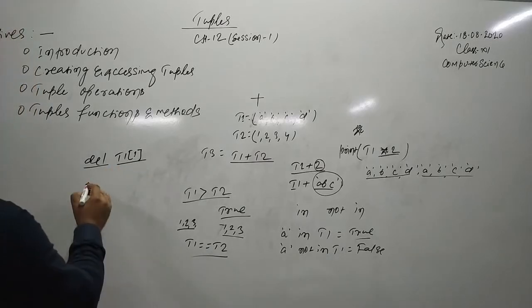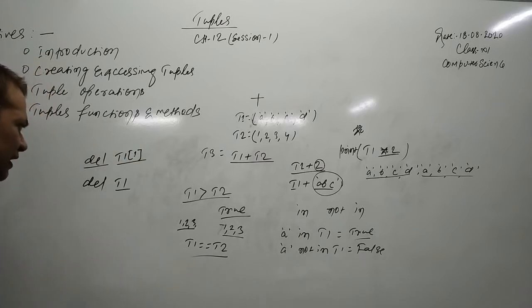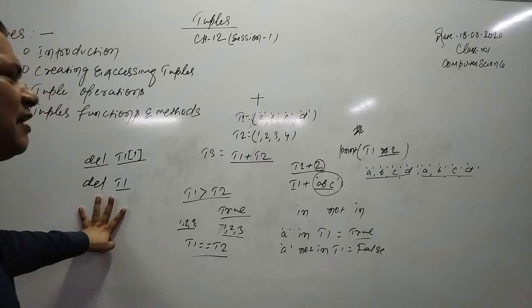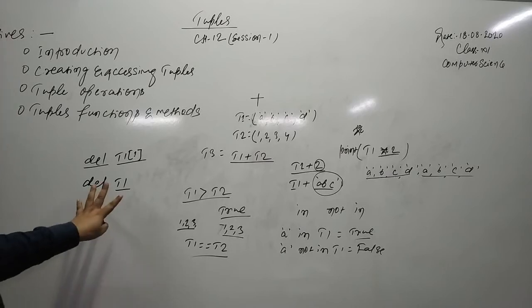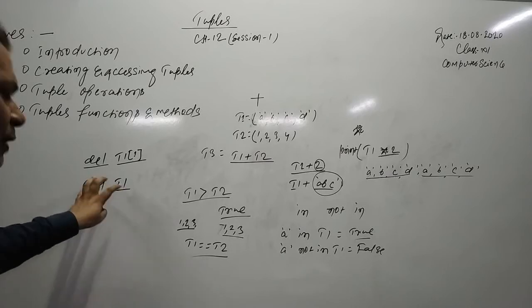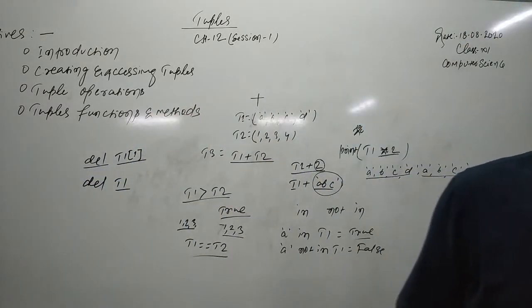If you want to delete a tuple, simply say del T1 without anything, and it will delete the complete tuple. So no element will be left. That's possible, but you cannot delete or change a particular element position in the tuple. So this is how to delete the tuple.